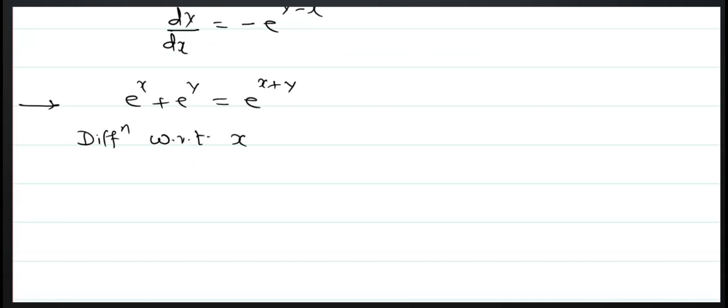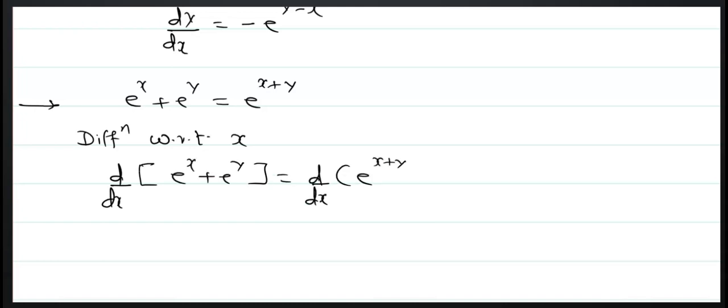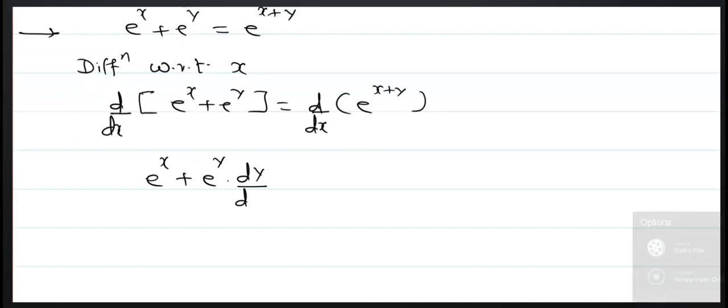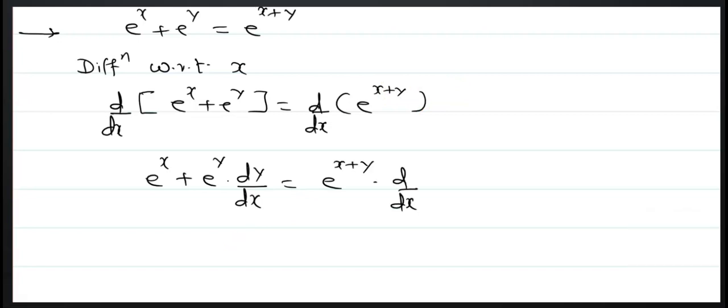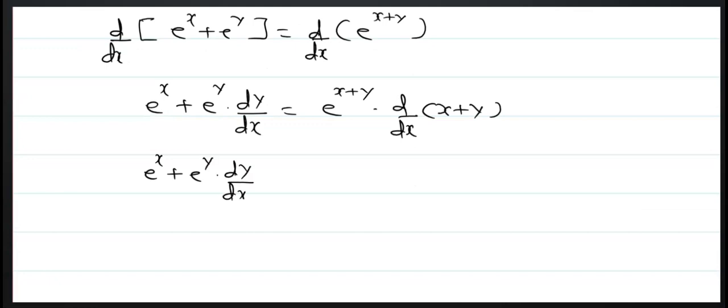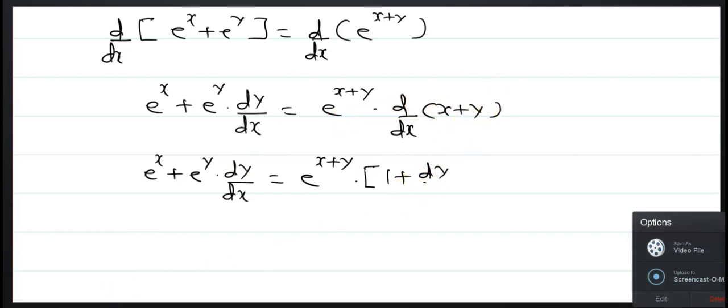Differentiate with respect to x. The derivative of e raised to x is e raised to x. The derivative of e raised to y is e raised to y into dy by dx, which is equal to the derivative of e raised to x plus y. The derivative of e raised to x plus y is e raised to x plus y into, in bracket, the derivative of x plus y. Now the derivative of x is 1 and the derivative of y is dy by dx.